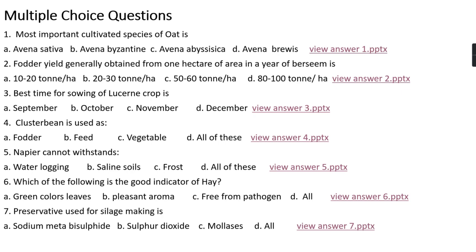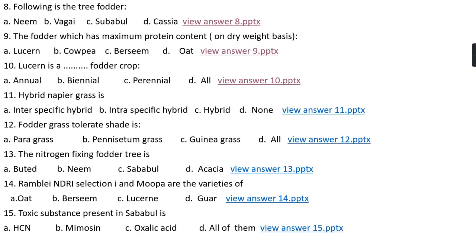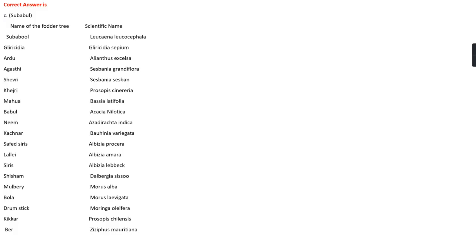Question number 8. Which of the following is a tree fodder? Option A, neem. Option B, babul. Option C, subabul. Option D, cassia. The right answer is option C, that is subabul.